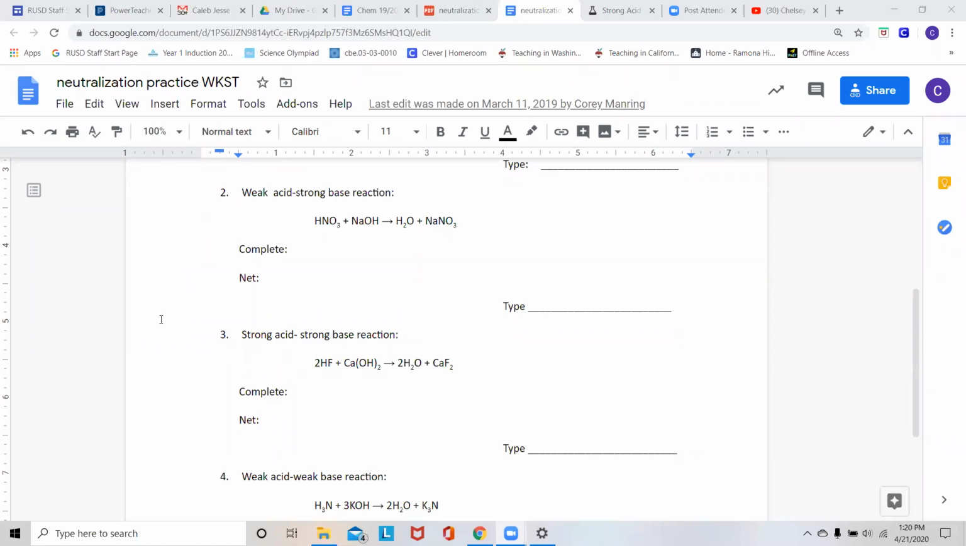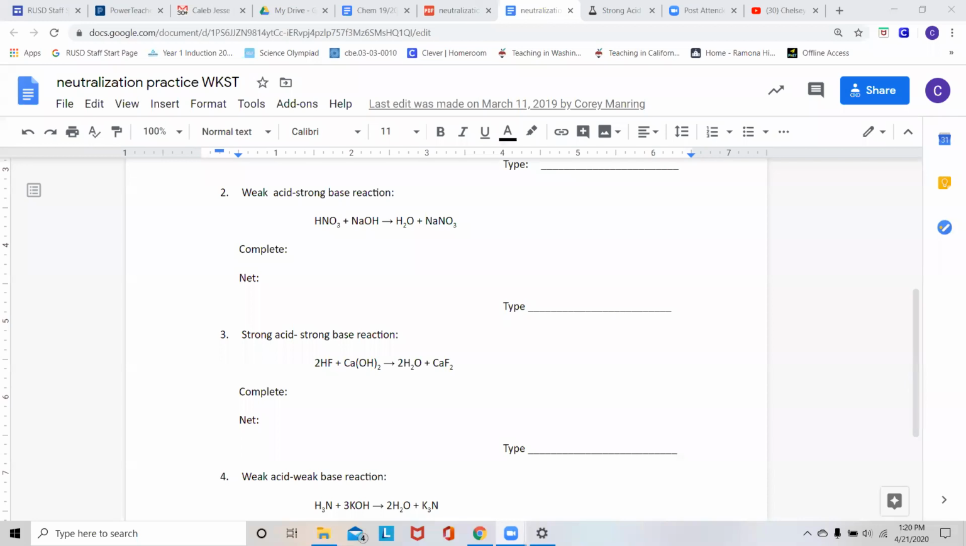So one thing I hope you noticed about this worksheet is that it tells you exactly what's going on. It tells you I have a weak acid reacting with a strong base in problem number 2, and it tells you I have a strong acid reacting with a strong base in problem number 3. So you didn't even need to look up a chart telling you about the strong acids and strong bases or try to figure it out. It was all laid out for you, which is pretty nice.